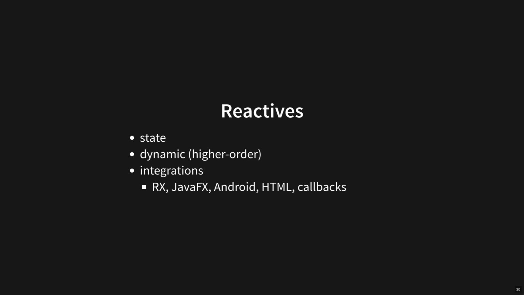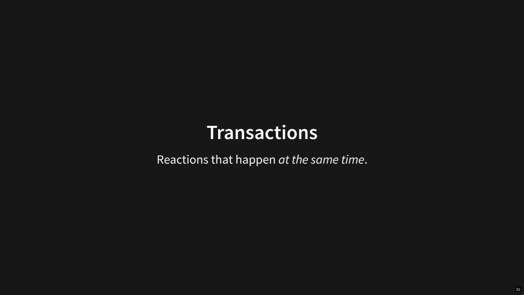Now, reactives are at the lowest layer interfacing with the programmer, but what we really want to reason about is the larger program behavior, the semantics of the program. And for that we use transactions, which bundle multiple reactions that happen at the same time.